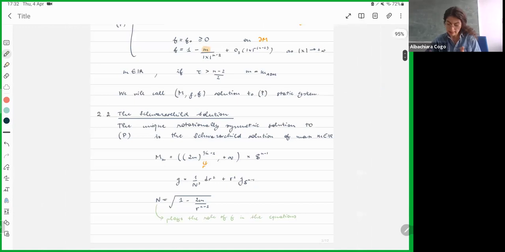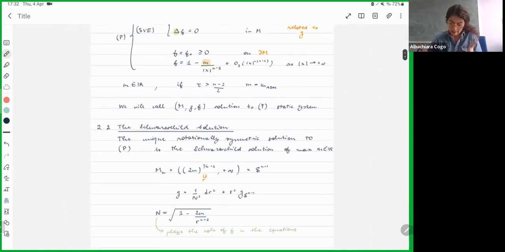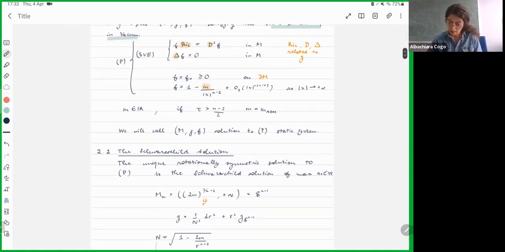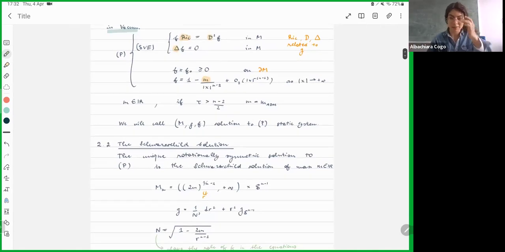Okay, so this is the easiest example, or the easiest non-trivial solution to this system. Of course, if one takes m equals 0, one also has a solution, which will be Minkowski. So it's a trivial solution.